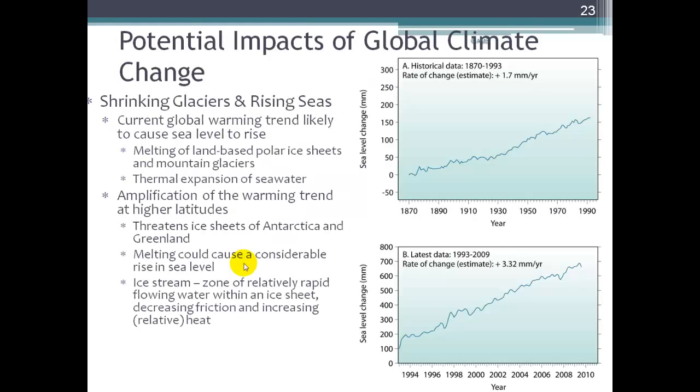Other potential impacts are the shrinking of glaciers and the subsequent rising of seas. So this is happening. Our glaciers are melting and the sea level is rising. And a rising sea level is going to displace millions of people. It will have detrimental effects on livestock and really our way of life.